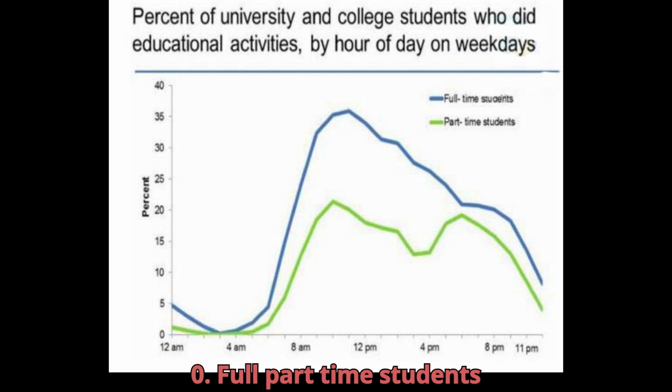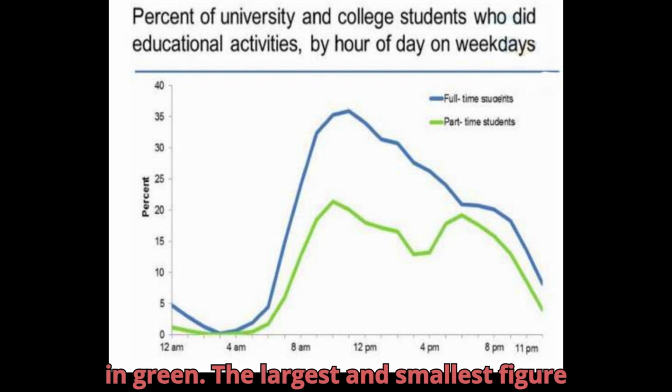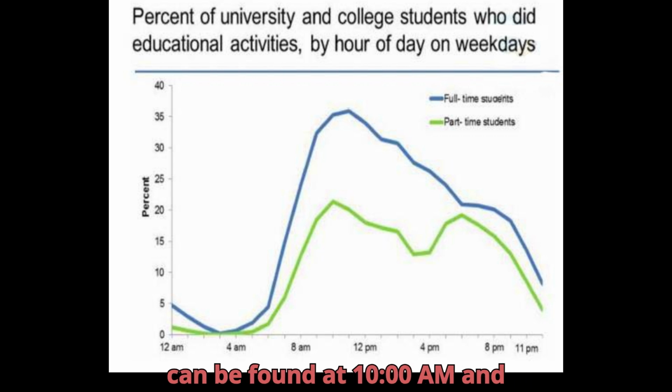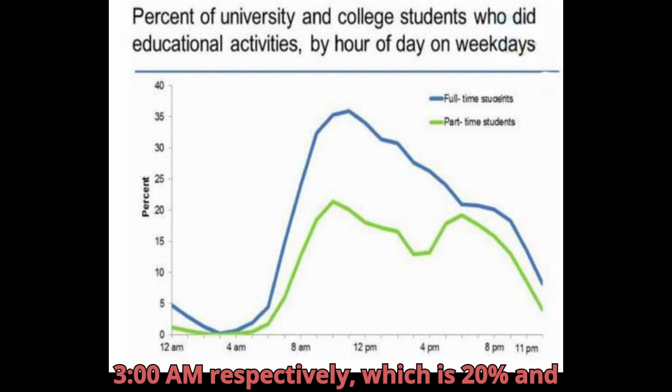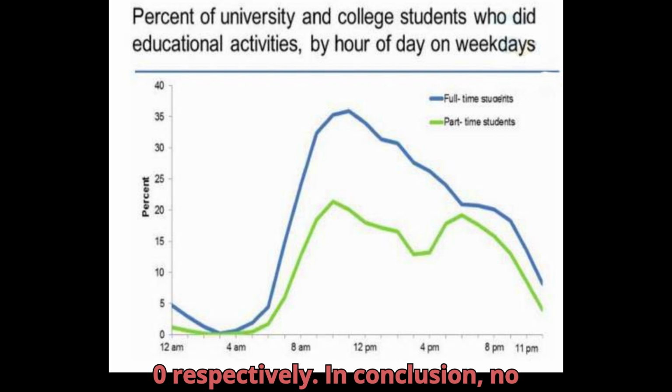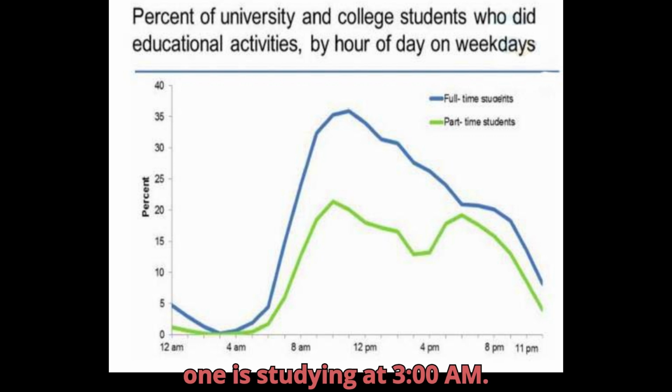For part-time students in green, the largest and smallest figures can be found at 10 a.m. and 3 a.m. respectively, which are 20% and 0 respectively. In conclusion, no one is studying at 3 a.m.